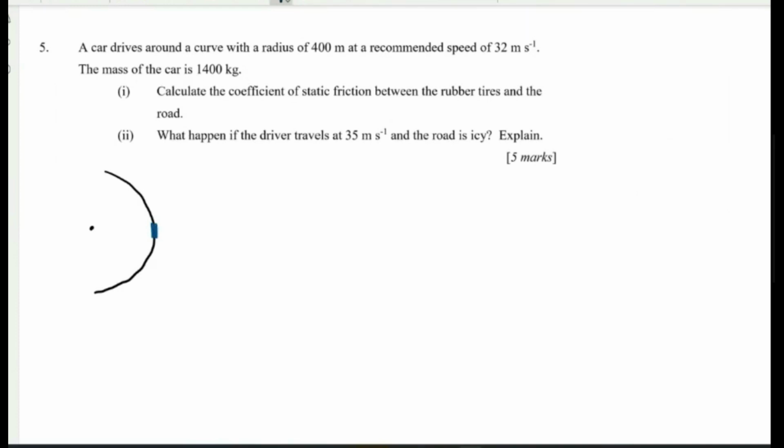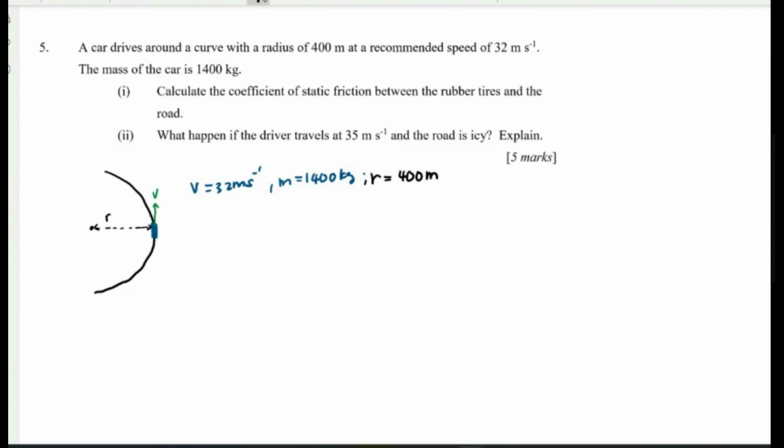Okay, so given the speed V is 32 meters per second, it will move in this direction. Speed should be tangential. Kalau kita nak lukis speed, sini lah V dia. Bukan force tau, V. And then the mass of the car is given, and the radius, R. So R is equal to 400 meters.